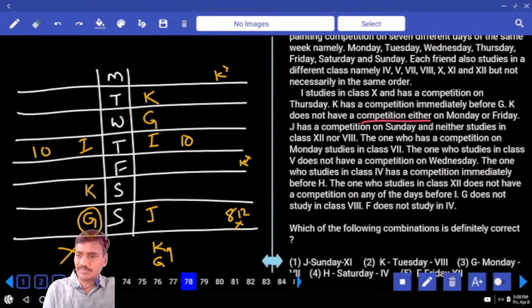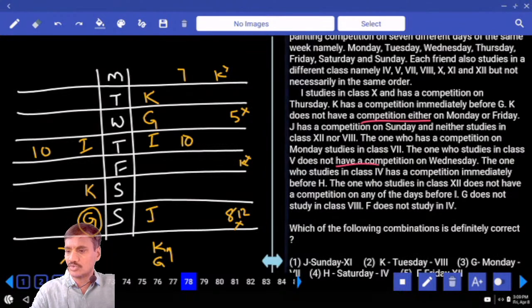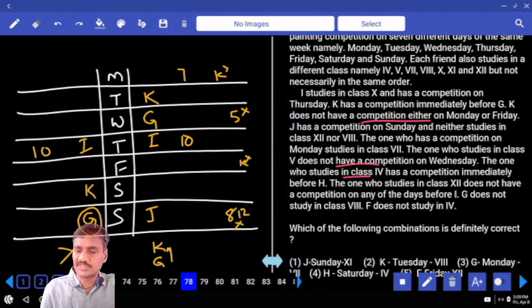The one who has a competition on Monday studies in 7th class. The one who studies in class 5 does not have a competition on Wednesday, so 5 cannot be here. Next, the one who studies in class 4 has a competition immediately before H. We cannot have H on Monday, we cannot have H on Friday, but H can be on Saturday. Now class 4 is immediately before this one.